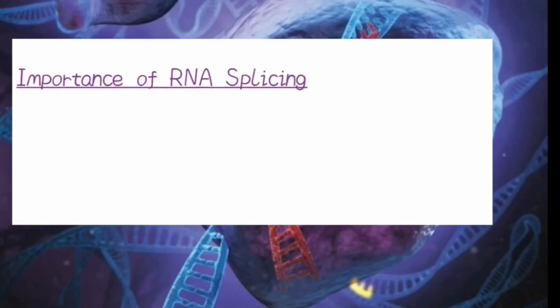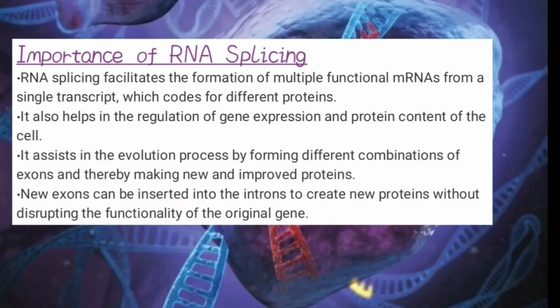Importance of RNA splicing. RNA splicing facilitates the formation of multiple functional mRNAs from a single transcript which code for different proteins. It helps in regulation of gene expression and protein content of the cell. It assists the evolution process by forming different combinations of exons and thereby making new and improved proteins. A new exon can be inserted into the intron to create a new protein without disrupting the functionality of the original gene.